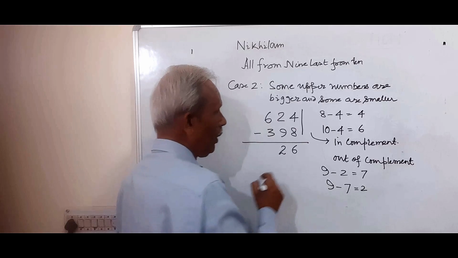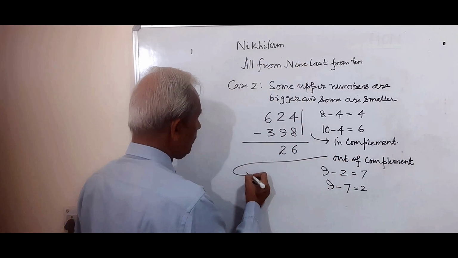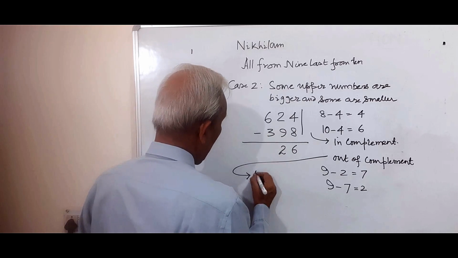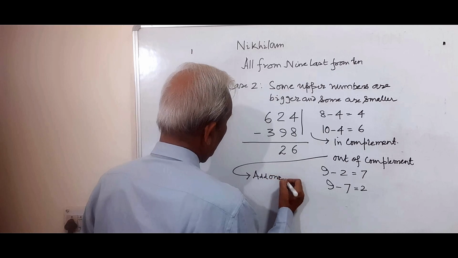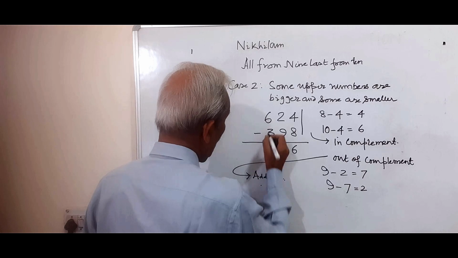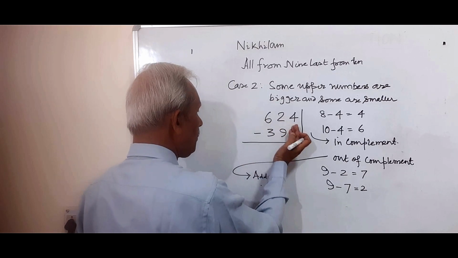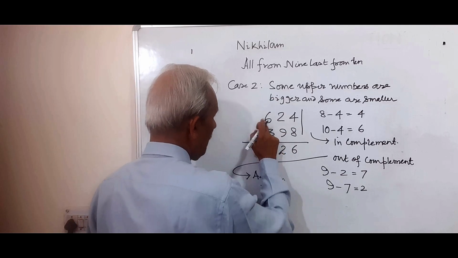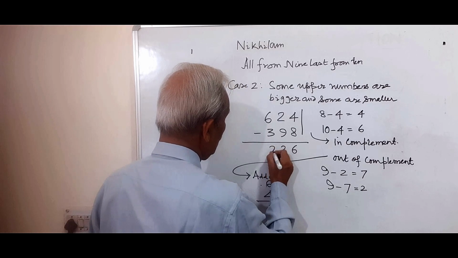Out of complement. When you are out of complement, remember this thing very carefully. When we are out of complement, then we have to add 1 to the lower number. Add 1. So here 3 plus 1 is 4. The smaller number becomes 4, because we are out of complement. And the upper number is 6. So we will take the difference as 2 and we write here 2.